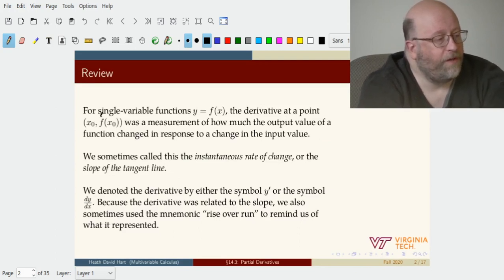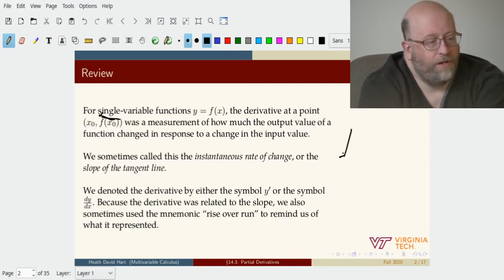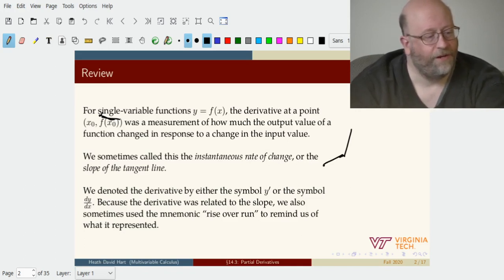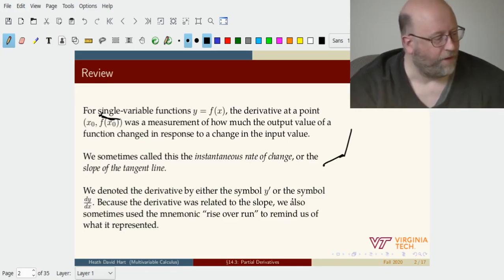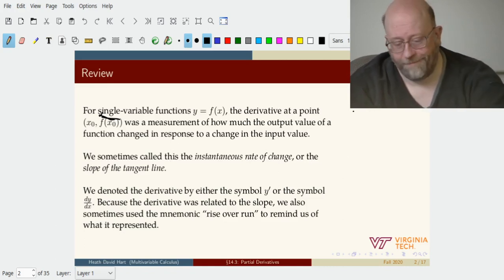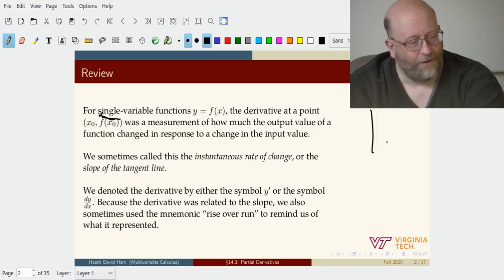When we were working with single variable functions, we talked about the derivative, and it measured how much, well, I'm going to have to get used to the positioning here. We're just in single variables anyway. Sorry, I'm learning the ropes here.